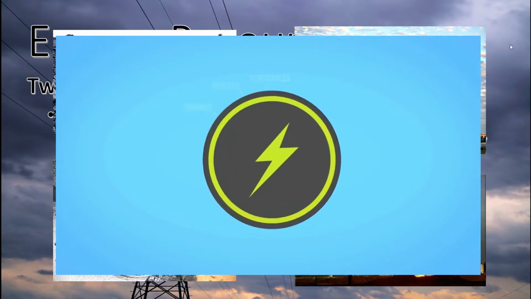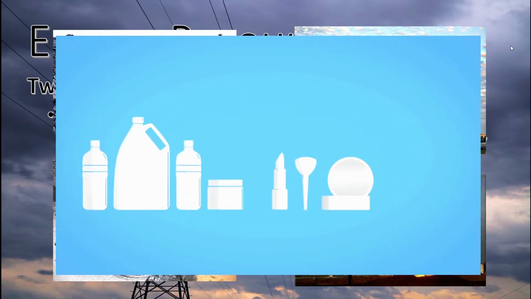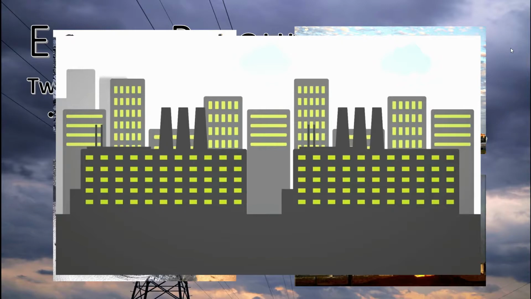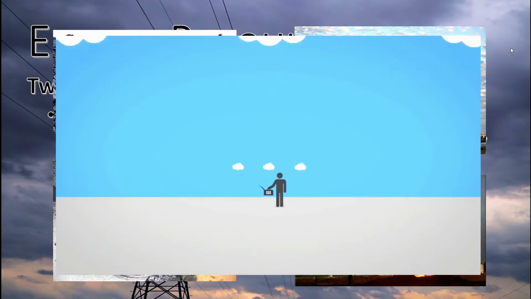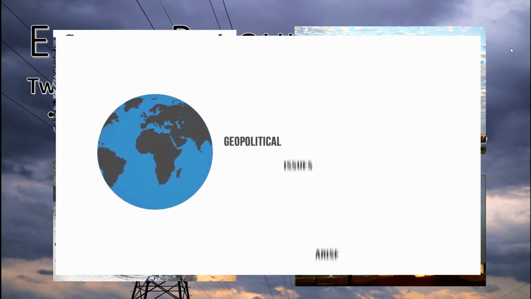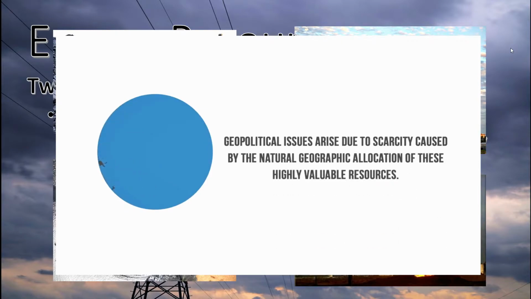Fossil fuels have a variety of applications from electricity production to transport fuels. They can also be used to make a variety of common products, from plastics to cosmetics to even some medicines. These resources have powered industrialization over history and continue to do so today. Fossil fuels can be an abundant and cheap, or in some cases, a scarce and expensive form of energy, depending on geographic location. For this reason, geopolitical issues arise due to scarcity caused by the natural geographic allocation of these highly valuable resources. Fossil fuels are considered non-renewable resources because they take millions of years to form, which means that once they are used, the resources will not be replenished in a human lifetime.